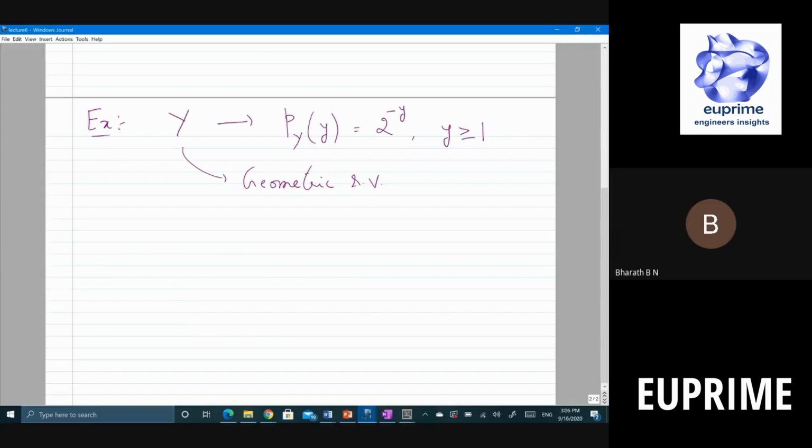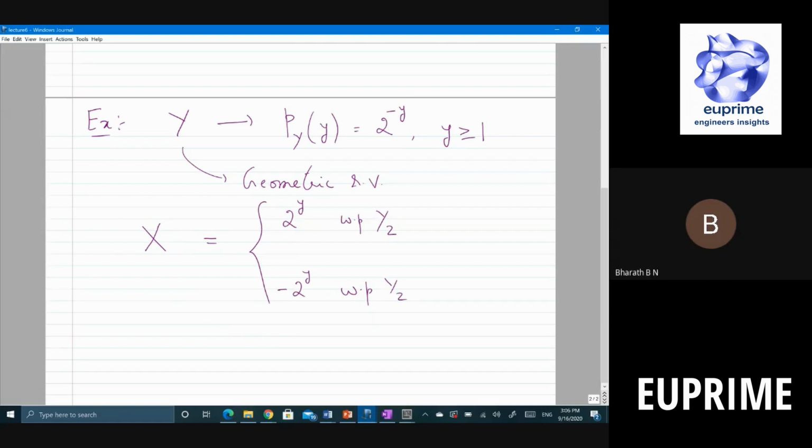Now I'll take another random variable x. Of course, it's dependent on y in the following way. This random variable takes value 2 to the y with probability half, or minus 2 to the y with probability half.